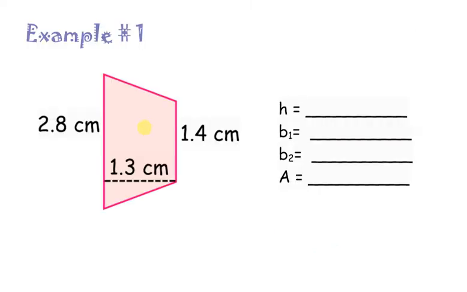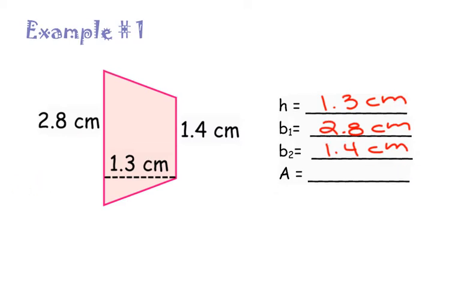All right, let's jump into our first example. So here is a trapezoid. So our height, and by the way, this is sideways, so make sure you think about it flipped over, is 1.3 centimeters. Your base 1 is 2.8 centimeters. Your base 2 is 1.4 centimeters. Now, you may say, well, this is base 1 and this is base 2. Well, you can do it that way. It actually does not really matter because you're going to end up adding them both together in the formula anyway.